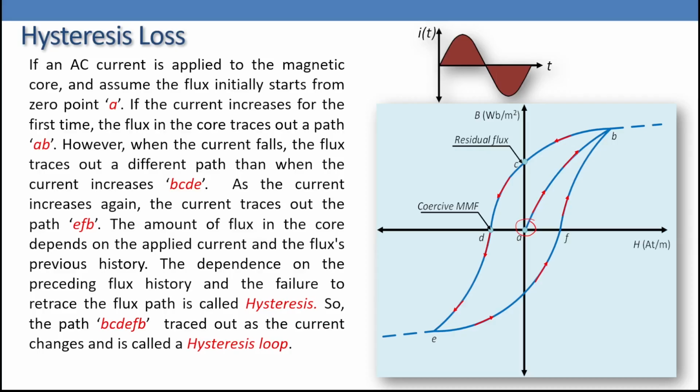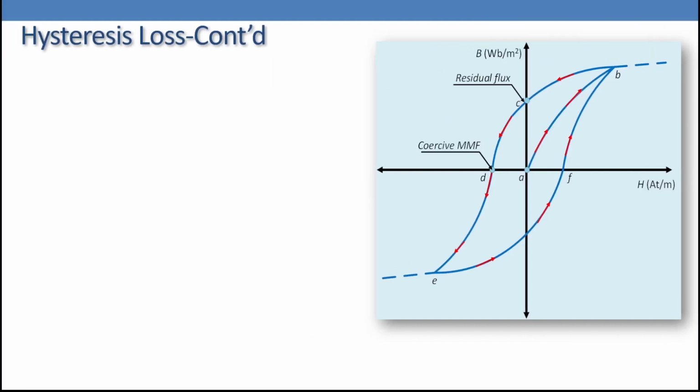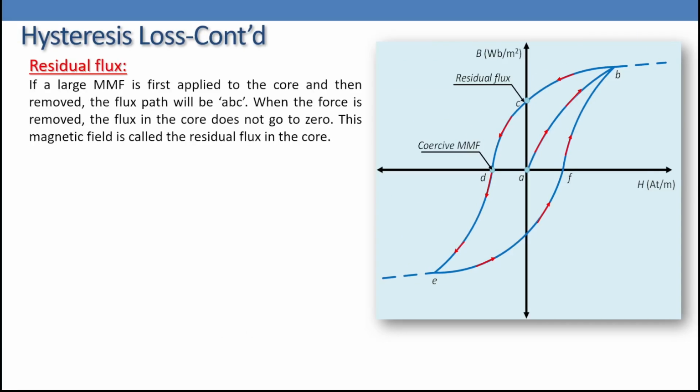So the amount of flux in the core depends on the applied current and the flux's previous history. The dependence on the preceding flux history and the failure to retrace the flux path, we call hysteresis. The outer path, which is BCDEFB, is called the hysteresis loop. We need to define some major points in this hysteresis loop. For example, point C, the residual flux.